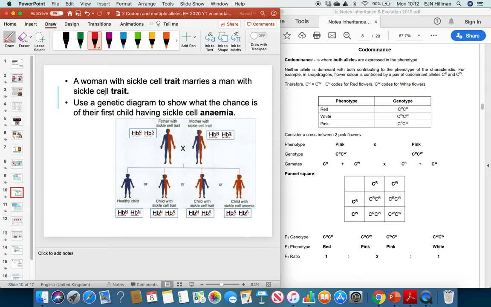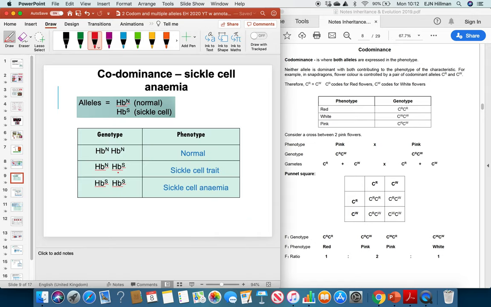So, just an example. Sickle cell anemia is very dangerous and is likely to cause death. Obviously, the normal phenotype is healthy.